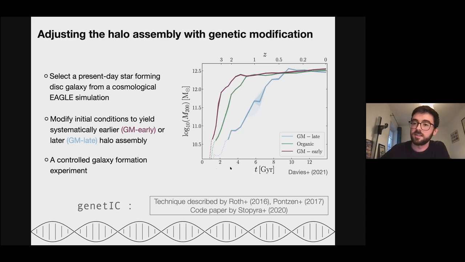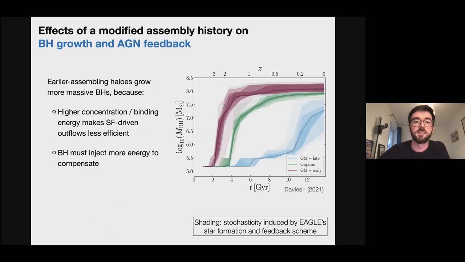And it turns out the impact of changing the assembly history of the halo is really dramatic. So if we take a look at how the black hole grows with time in each of these systems, we find that the earlier assembling case here, and I'll talk about what the shading is in a sec, not only forms its black hole earlier because it forms its hot halo earlier, but it forms a more massive black hole as well. And similarly, if you dial the assembly to later times, you form a less massive black hole.